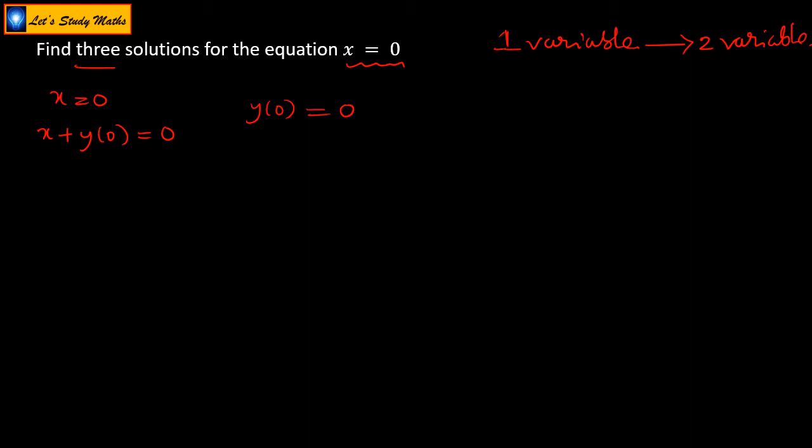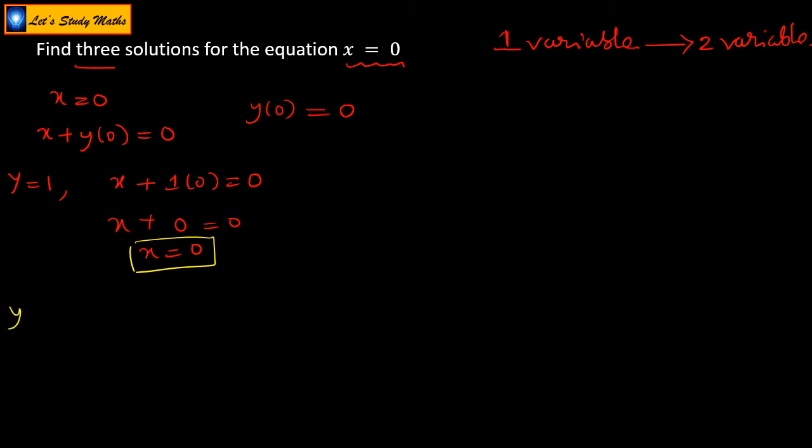Now we'll calculate three solutions. So I am considering y equal to 1. I am considering y values, then we'll get x value. So y equal to 1, we'll fill it in the equation. So that is x plus 1 into 0 is equal to 0. 1 into 0 is 0. Now x plus 0 equal to 0. Now x is equal to 0. So when y equal to 1, x value is 0.